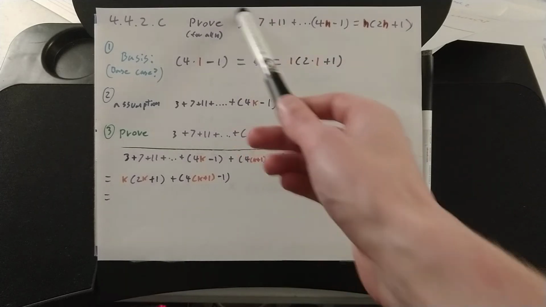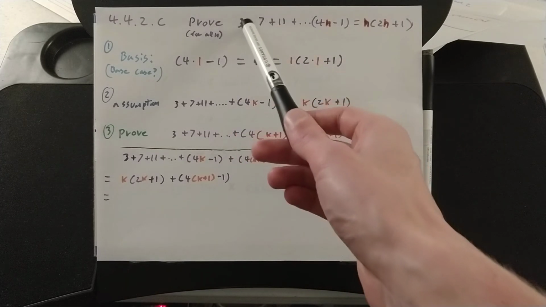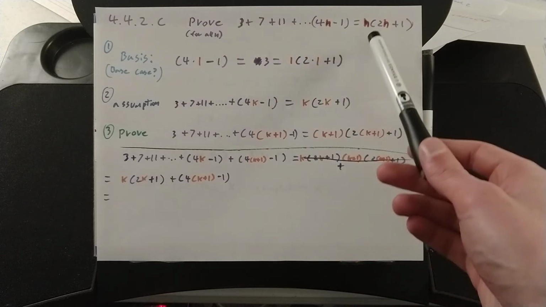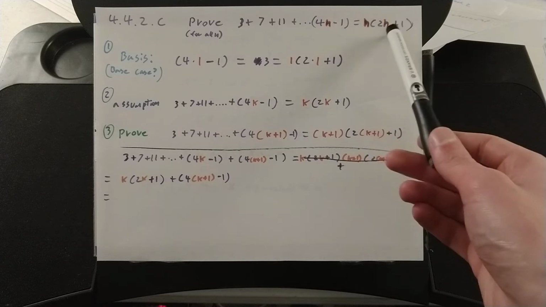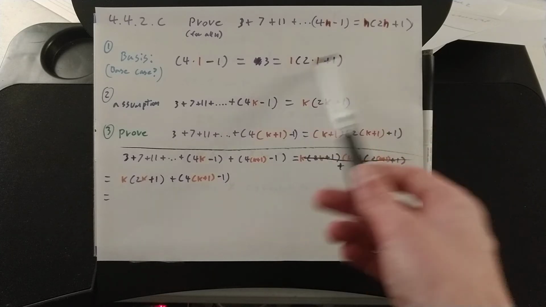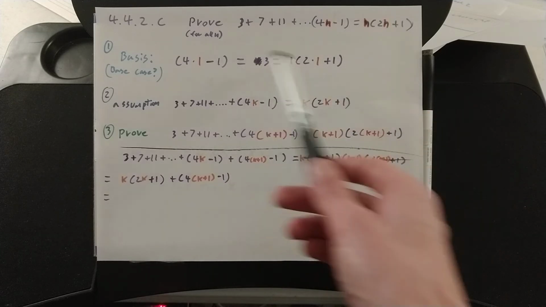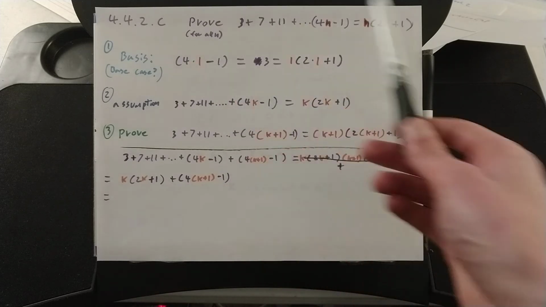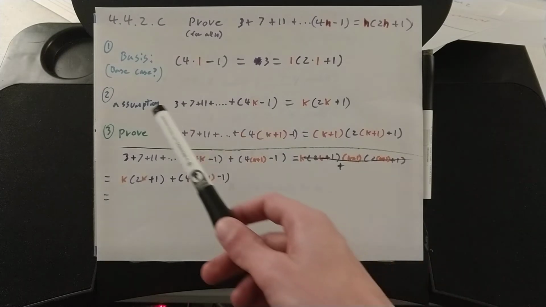Or if we just look at the first element of our sum, 3, right? 3 is the same thing that we get if we plug in 1 to our formula, right? So if we plug in 1 for the n's here, we get 3. So that's our basis. This side is equal to this side if we plug in 1.